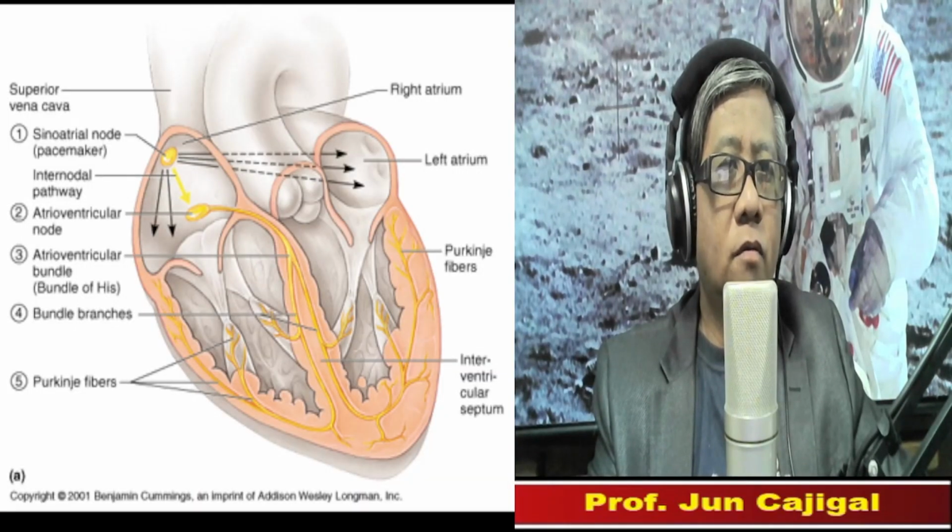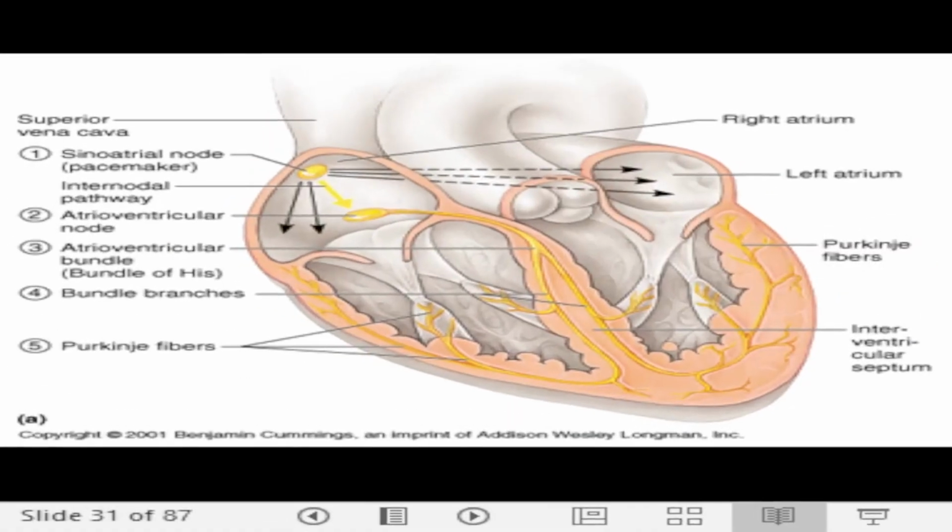Now, let's take a look at this illustration of the human heart showing the sinoatrial node and the atrioventricular node. Alright, so the sinoatrial node is the structure labeled number 1. The sinoatrial node is the so-called heart's natural pacemaker. It generates the electrical impulses necessary for the heart muscle to be stimulated to contract.